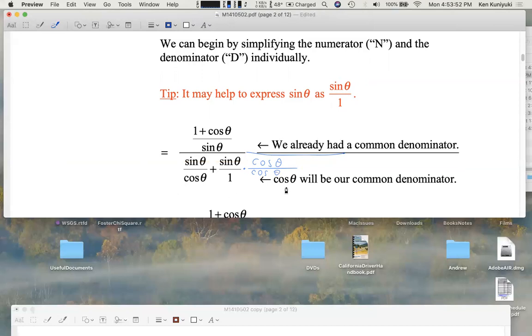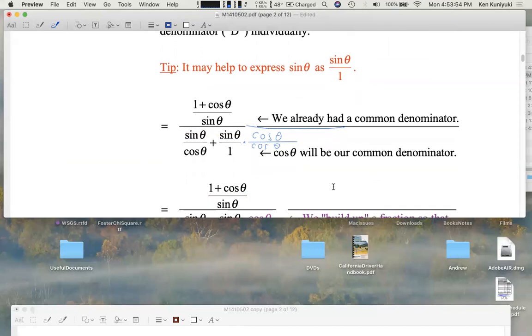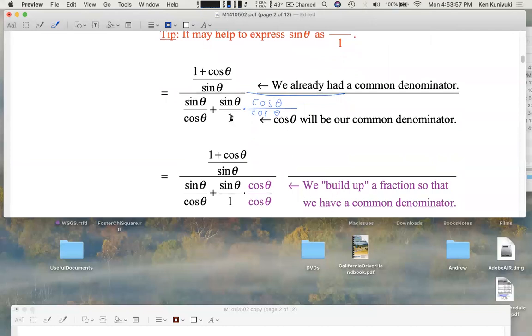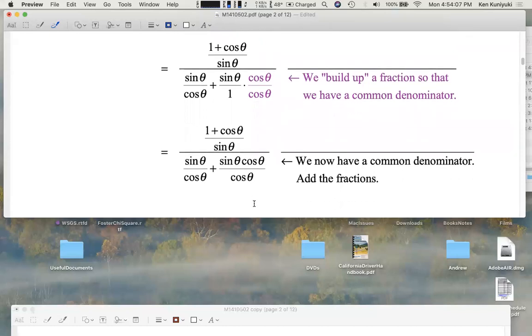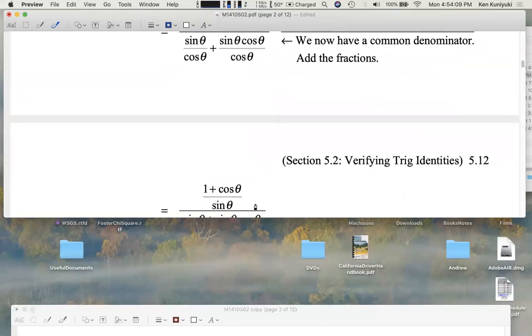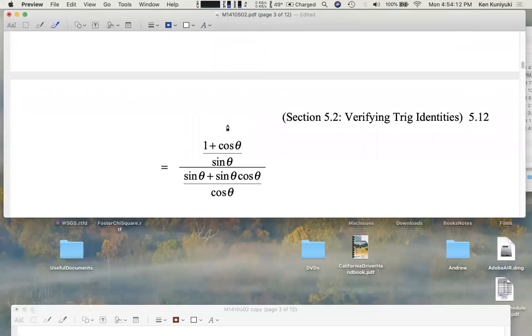So I'm basically multiplying that bottom right fraction by 1. And then I eventually get a common denominator in the bottom here. So again, I multiply sine of theta over 1 by cosine of theta over cosine of theta. I get a common denominator down below, add the fractions, and I get this compound fraction, but at least I have one fraction divided by another fraction. When we divide by any non-zero quantity, say a fraction, we multiply by its what? We multiply by its reciprocal.